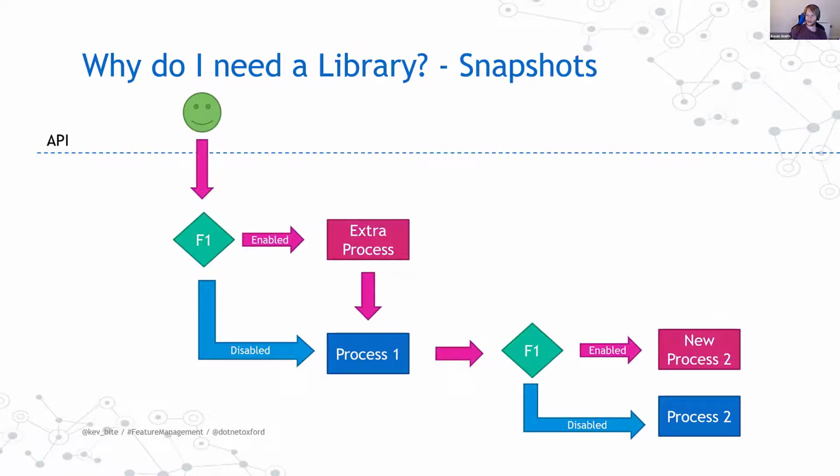So when we evaluate a feature path, we always want to go down the same path. So we want to take a snapshot of where that feature was evaluated at that given time. And always, when we evaluate if feature 1 is enabled or disabled, we just always take the same path.